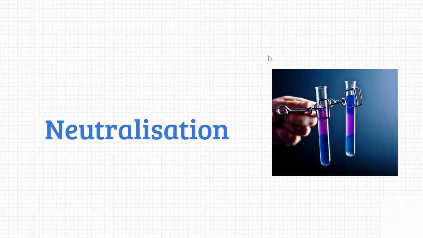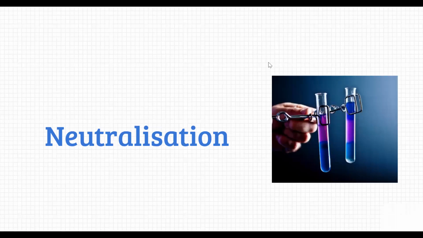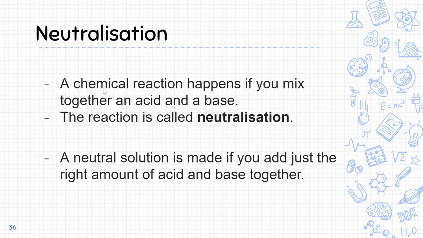In this video, we're going to look at neutralization and naming salts produced from neutralization. So neutralization is a chemical reaction when you mix an acid and a base together. A neutral solution is made if you add just the right amount of an acid and a base together. And that kind of gives the name neutralization because a neutral substance or substances are produced.